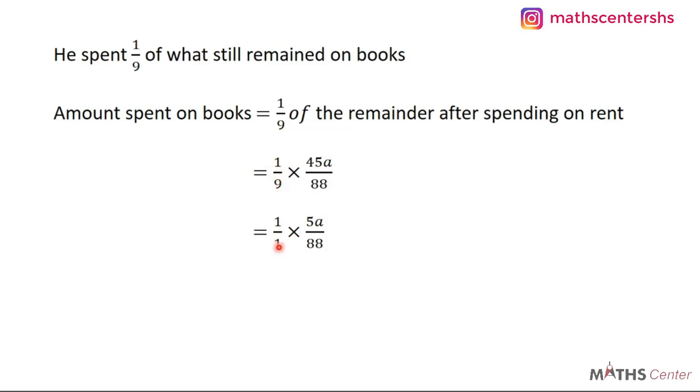So 1 over 1 times, 9 will cancel 45 5 times. So 5 over 88, so 5a over 88. From here we know that this will give us 5a divided by 88. So this is the amount he spent on books. Remember that the amount he had before spending on books was 45a over 88. Then he spent 5a over 88 on books.